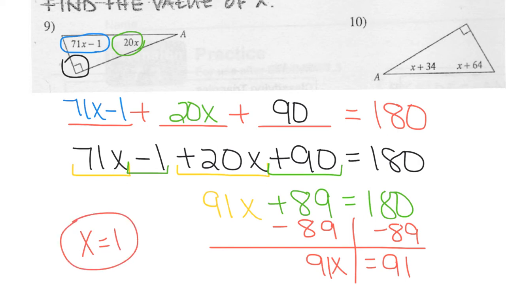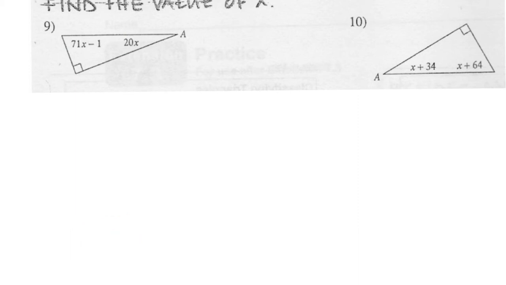So by taking our three angles, adding them together to equal 180, we can use that to find missing parts or missing variables when we're working with triangles. Let's try one more on this page with question number 10, and then I'm going to move on. So question number 10, we're going to add our three angles.